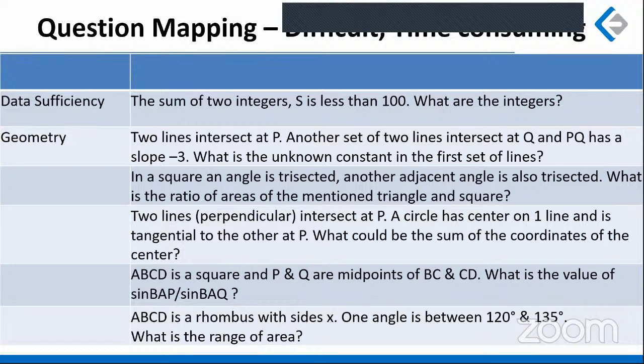The next was: two lines are perpendicular and they intersect at a point P. A circle has its center on one line and is tangential to the other line at this point P. So it is touching the second line, but we do not know whether the center is on the left side or the right side. So that is why the question was, what could be the summation of the coordinates of the center? It did not ask you what is, it said what could be. Because of the two possibilities, the question is what could be.